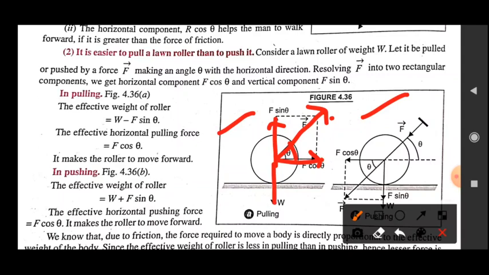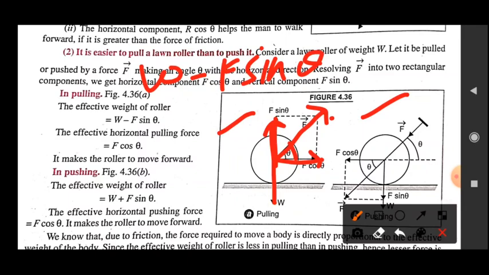So at that time in pulling, the effective weight of the roller will now be W minus F sin theta, because F sin theta is in just the opposite direction to W, so that will reduce the effective weight of the roller. So in this case, due to the reduction in effective weight, it is easy to pull it.